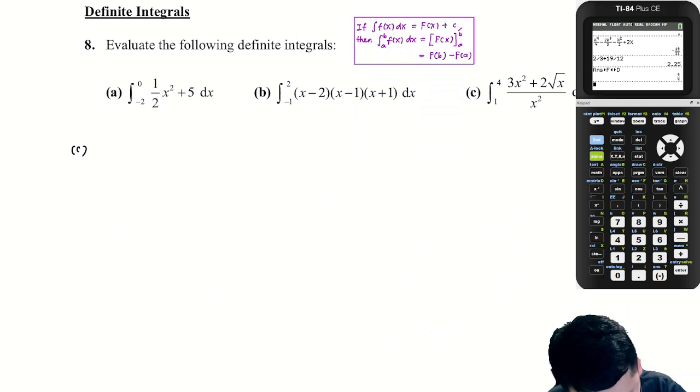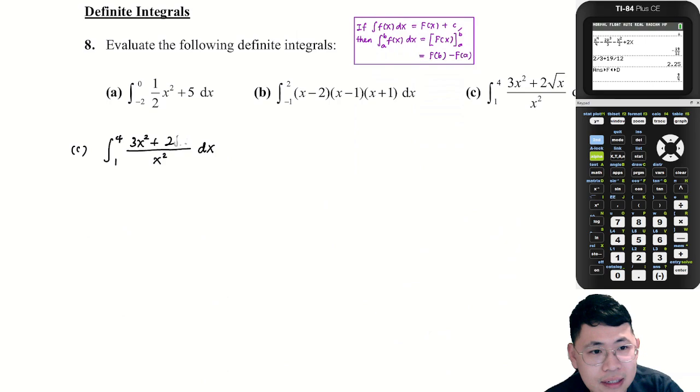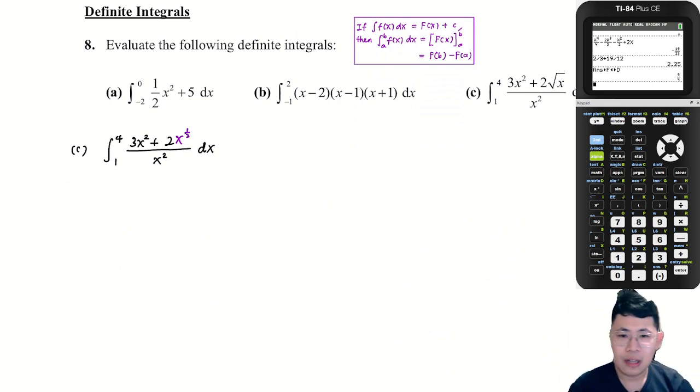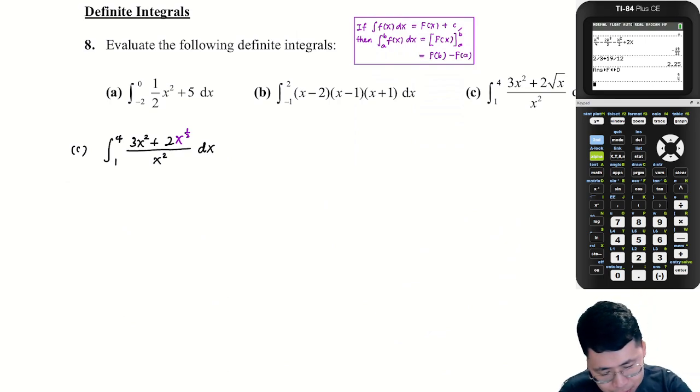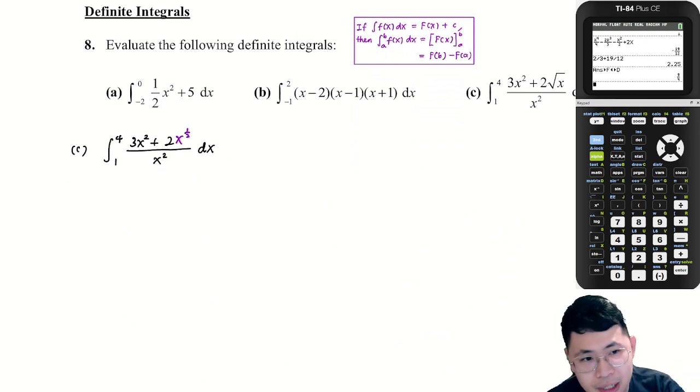Okay, so over here, I'm going to integrate from 1 to 4 of 3x squared plus 2 root x over x squared dx. Now, this square root x over here, let me rewrite into x power half so that I can simplify easier. Now when we have this fraction where the one below has only one term, we can just divide and separate the fraction.